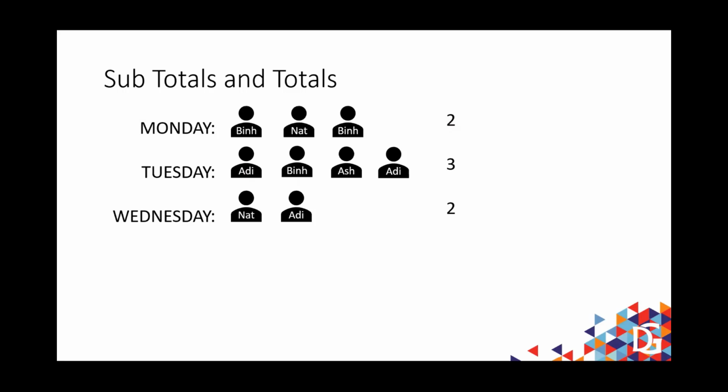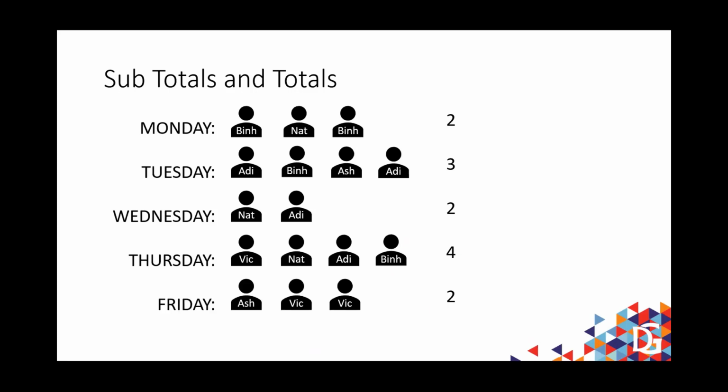Wednesday, there were just 2 customers. It was a quiet day. Thursday, we saw Vic as a new customer. We saw Nat again, Addie, and Bin. So we had 4 distinct customers, which matches actually the number of customers that particular day. And then finally on Friday, we saw Ash, Vic, and Vic. Vic came twice. They forgot what they came for, and once they were out of the store, they came back in and they got what they needed.